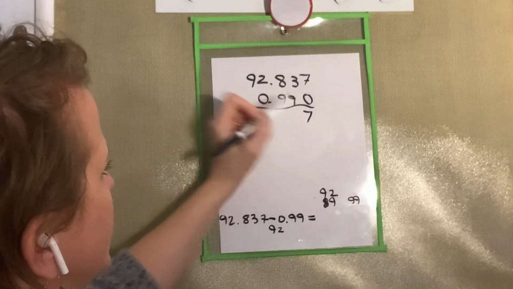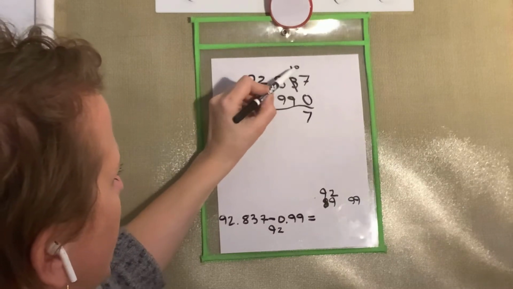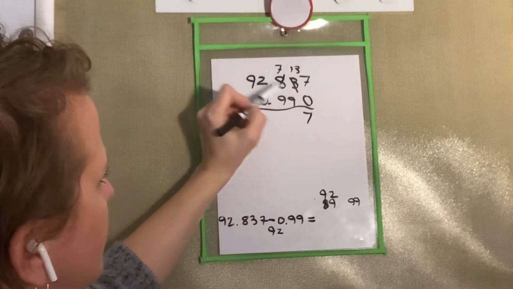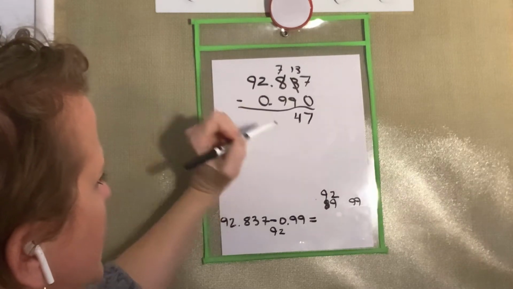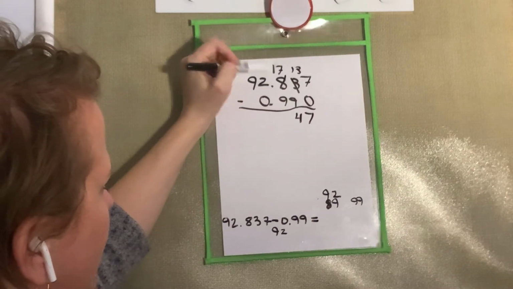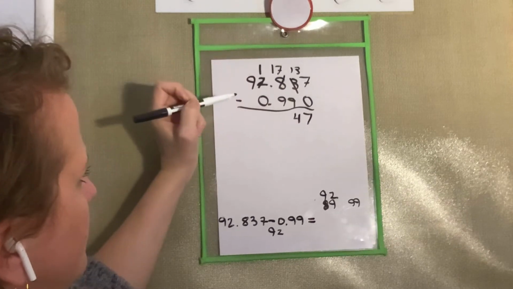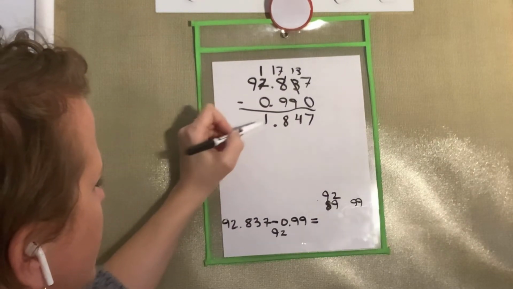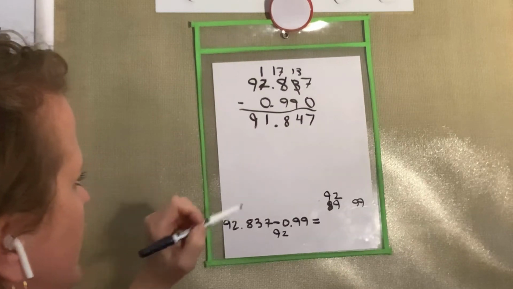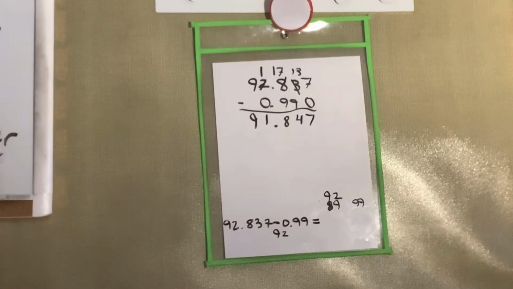So 7 minus 0 is 7. 3 we need to turn to 13, and then we're borrowing from over here. So this 8 becomes a 7. 13 minus 9 is 4. Again, we can't subtract here, so we need to regroup again. 17 minus 9 is 8. 1 minus 0 is 1. 9 minus 0 is 9. And then, of course, we need to have that decimal point in the correct place. So 91 and 847 thousandths is our exact answer.